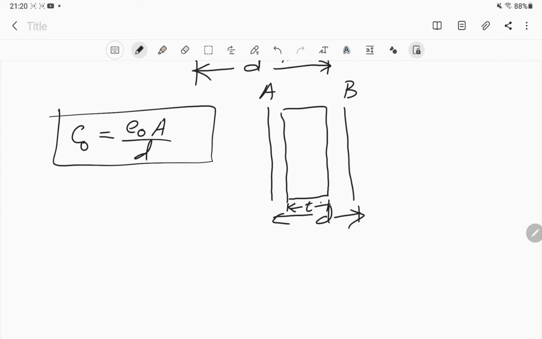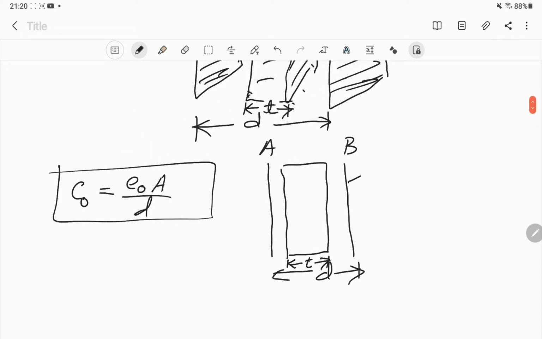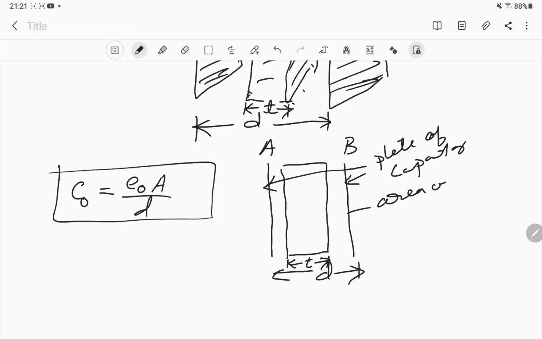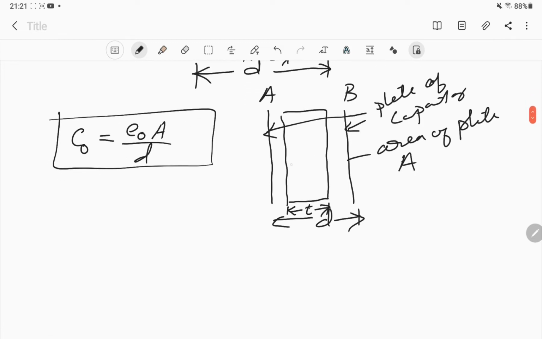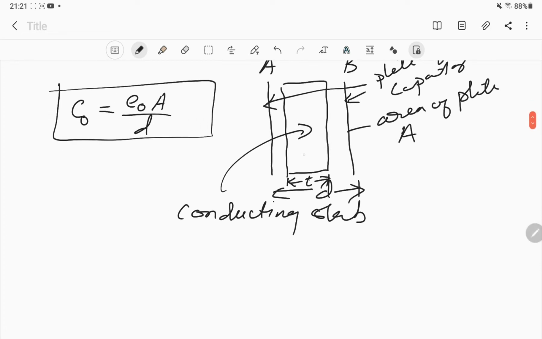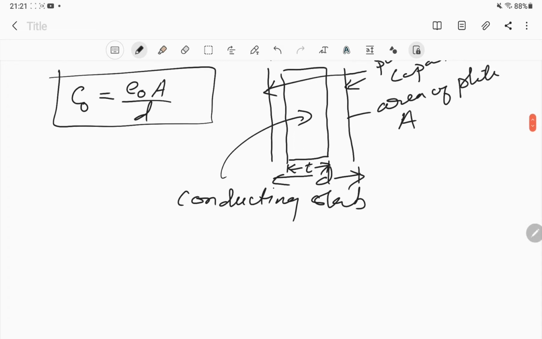These two are plates of the capacitor, and the area of the plate is A, and this is the conducting slab. Conducting slab means it conducts current, it is a conductor only. So we have studied it.